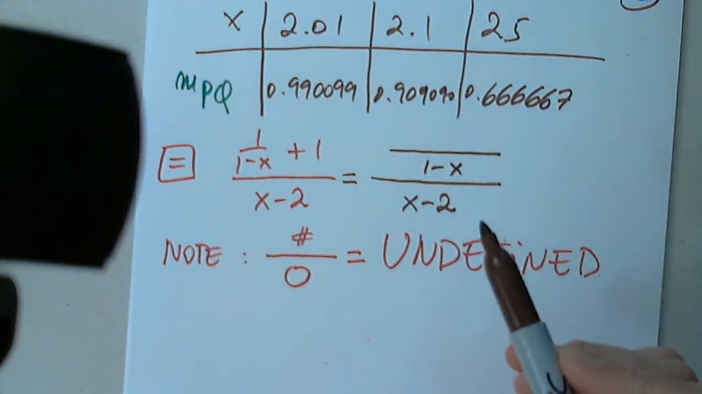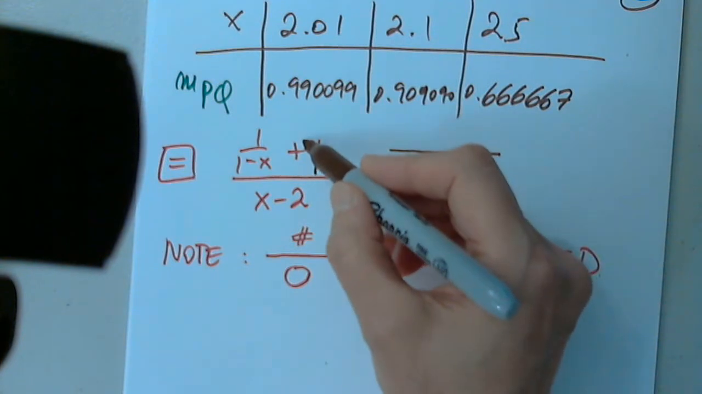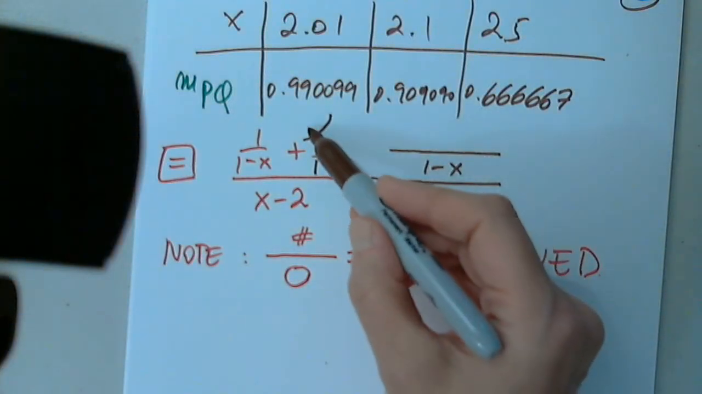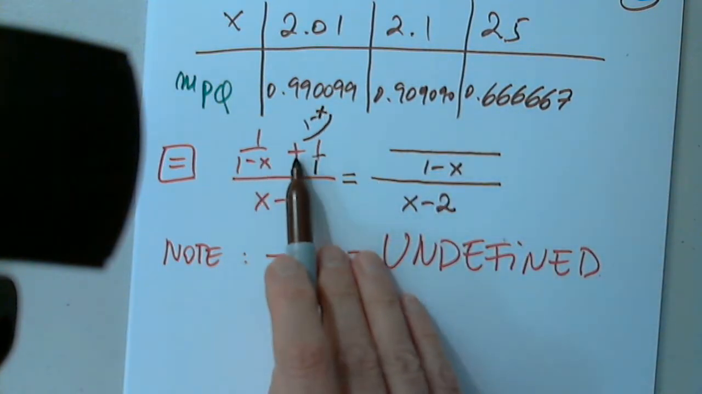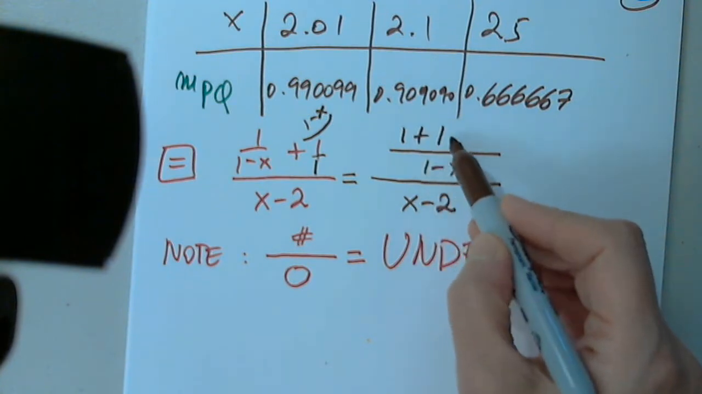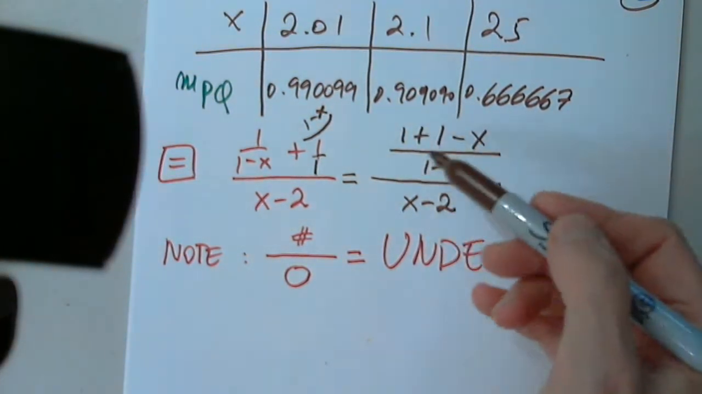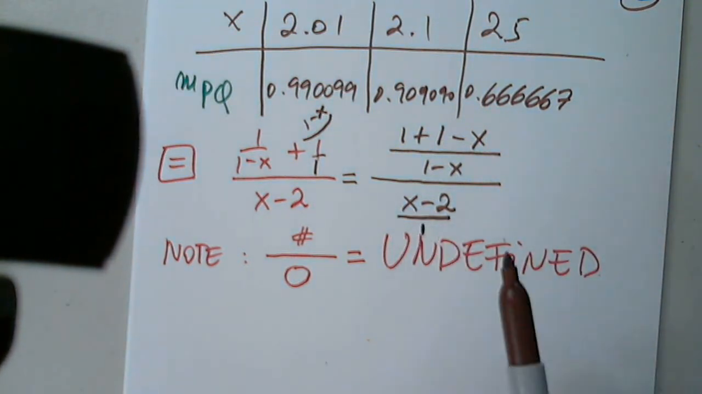1 minus x. This one doesn't need anything, but this is 1 over 1. So what do I need to multiply its numerator by? One minus x. Perfect. So then I have 1 plus 1 distributed here. 1 plus 1 minus x. Great job. Of course, I'll combine like terms.